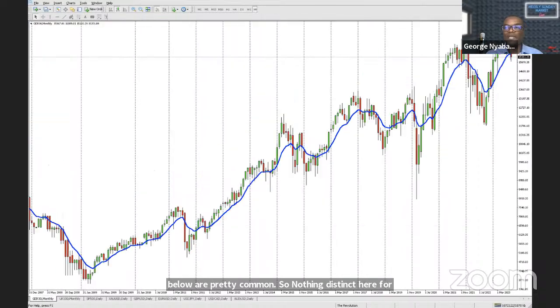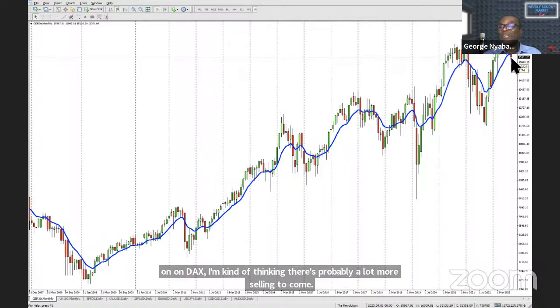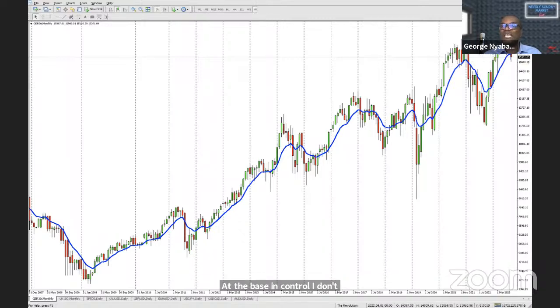And finally, on the DAX. Bears are trying to control the market, with a failed breakout above that. It's a little bit clearer structure on the DAX, on the German market, than it is on the FTSE. So on the DAX, I'm thinking there's probably a lot more selling to come. Are the bears in control? I don't think the bears are in control. The selling will simply be because we're coming off a failed breakout of the high.